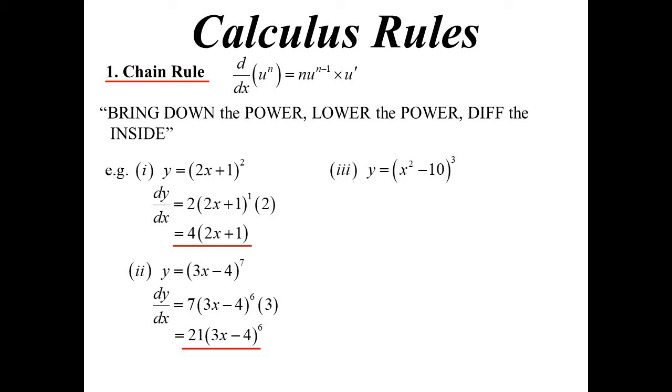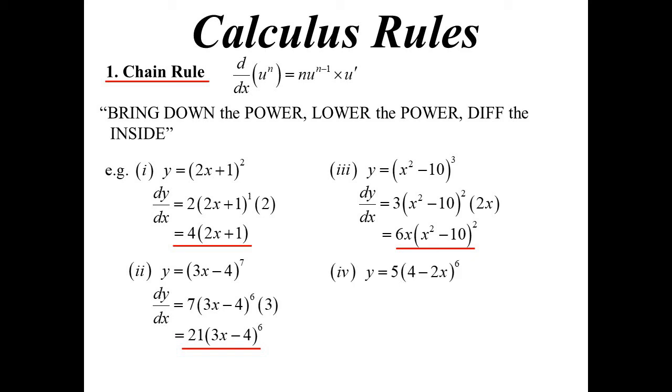Let's try another one. X squared minus 10, cubed. Bring down the power, 3. Lower the power, 3 becomes 2. Diff the inside. Differentiate x squared minus 10, we get 2x. Tidy it up, 3 times 2x, 6x. Try this one. Now there's a 5 already out the front, so when we bring down the power, we go 6 times 5. So bring down the power, 30. Lower the power, 6 becomes 5. Diff the inside. Differentiate 4 minus 2x, I get minus 2. Tidy that up, negative 60 outside of 4 minus 2x to the power of 5.